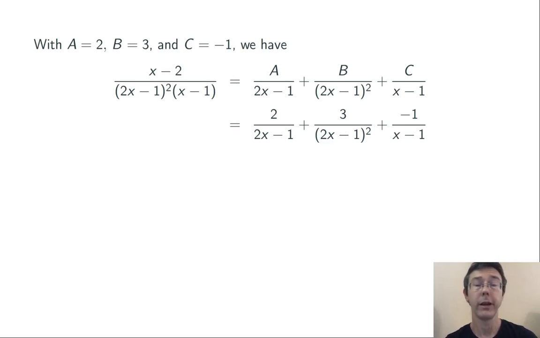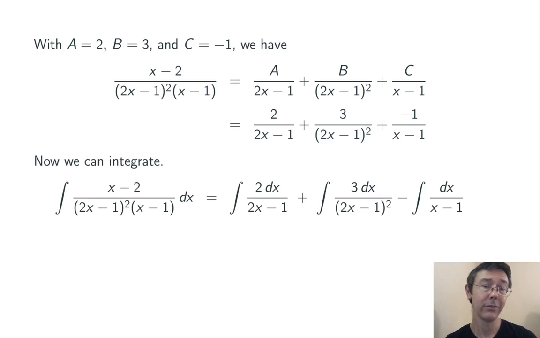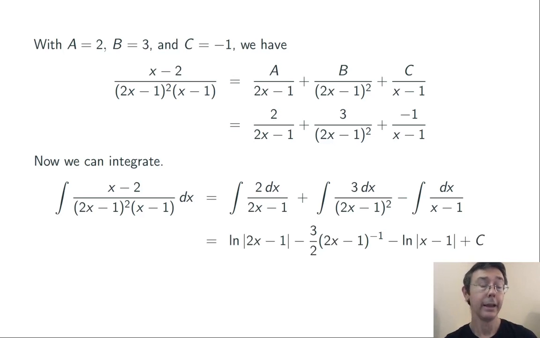Overall, here's my partial fractions decomposition: 2 over 2x minus 1, plus 3 over (2x minus 1) squared, plus negative 1 over x minus 1. So to integrate this big expression on the left, I want to integrate each of the three smaller expressions on the right, each of which is fairly direct. I get the natural log of the absolute value of 2x minus 1, minus 3/2 (2x minus 1) to the negative first, minus the natural log of the absolute value of x minus 1, plus C.